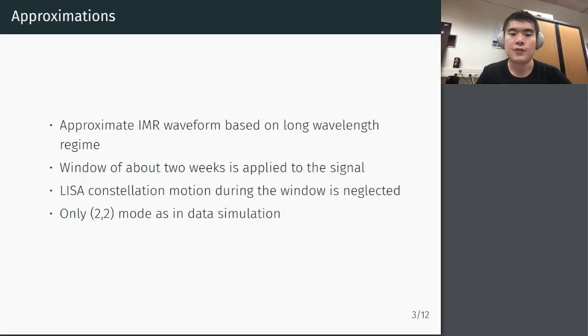I'll first clarify the approximations we make with this scheme. We use an approximate IMR waveform based on long wavelength regime. We use a window of almost 2 weeks containing the signal to subtract. Laser constellation motion is neglected during the window. We only consider 2-2 mode as in data simulation.